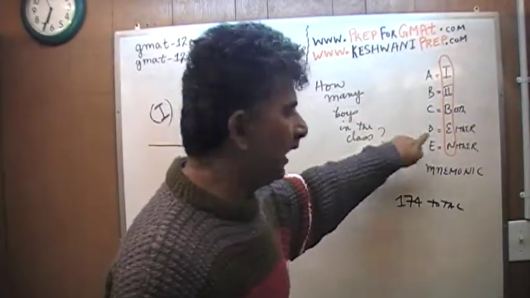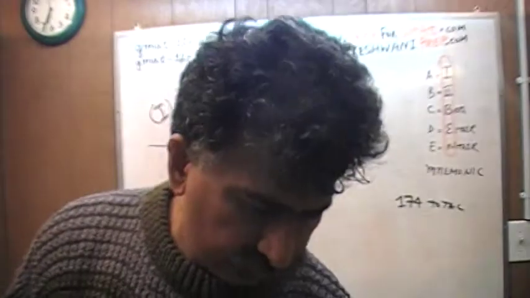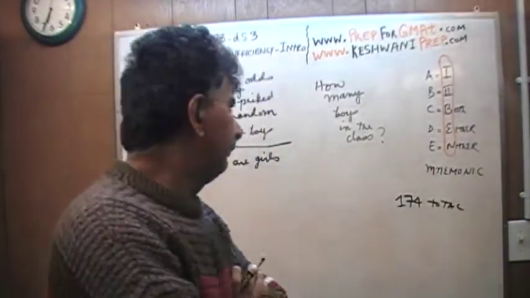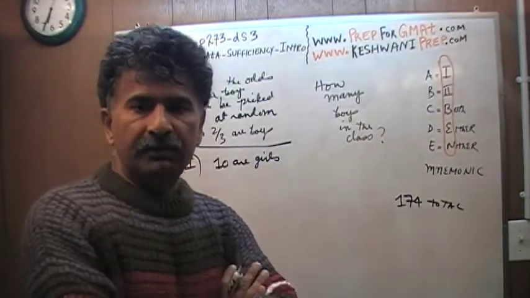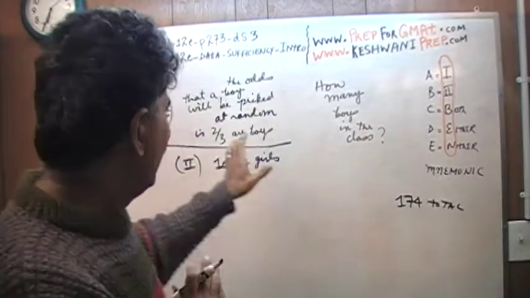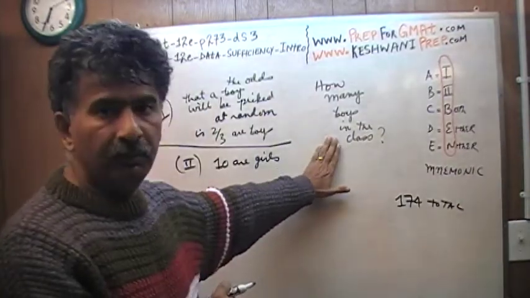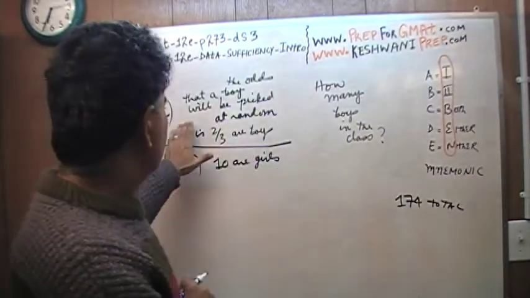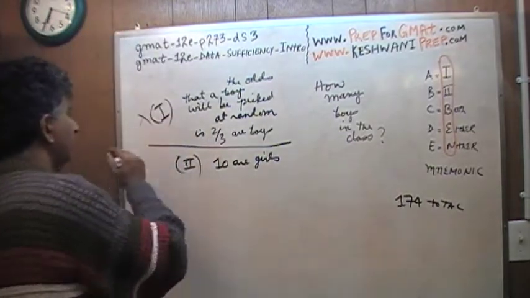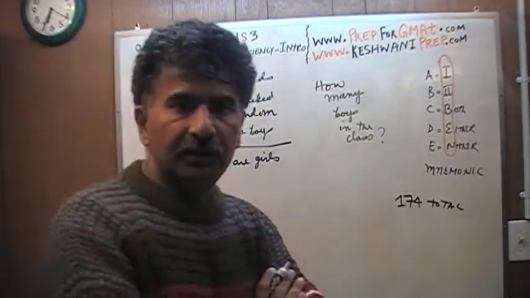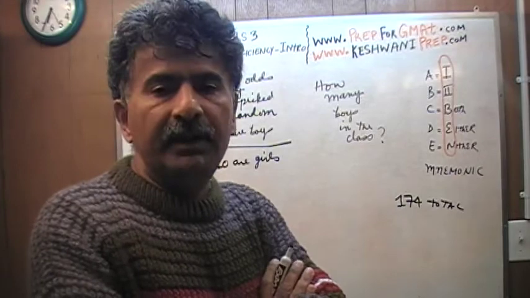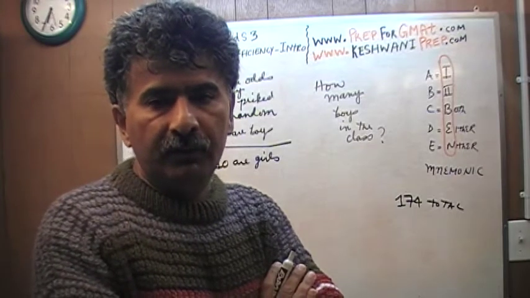Before, the answer was D, either statement was enough. Let's do this problem. The question is, how many boys are in the class? In the first statement, I'm telling you that if I were to pick a child at random, the odds are 2/3 that child is going to be a boy. Is that enough to answer how many boys there are in the class? No, it's not enough. We need to know how many girls there are. So that statement is not enough. Simply telling me that the odds are 2/3 that a boy is going to be picked does not tell me how many boys there are in the class. It could be any number of boys. So it depends on the composition of boys and girls in the class.